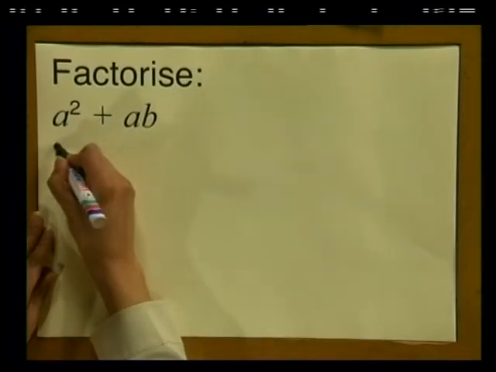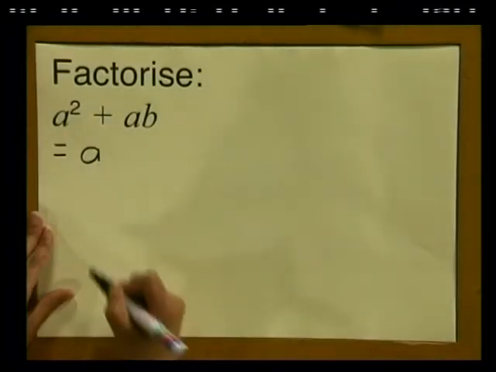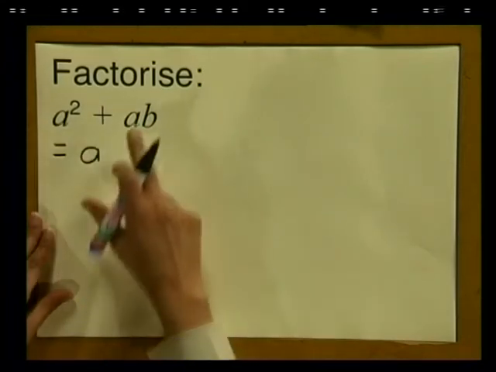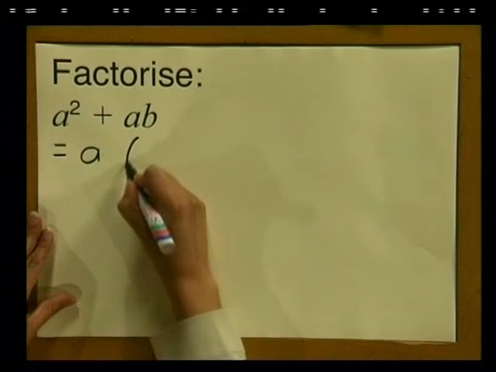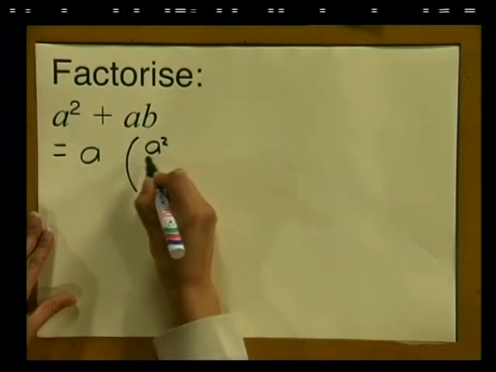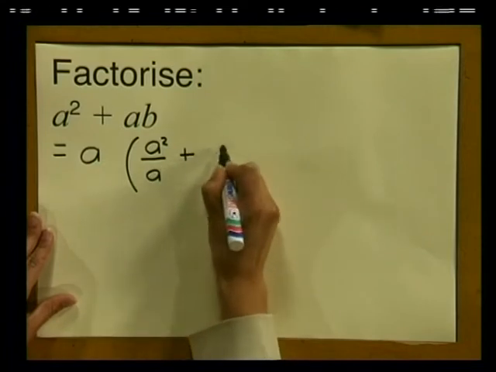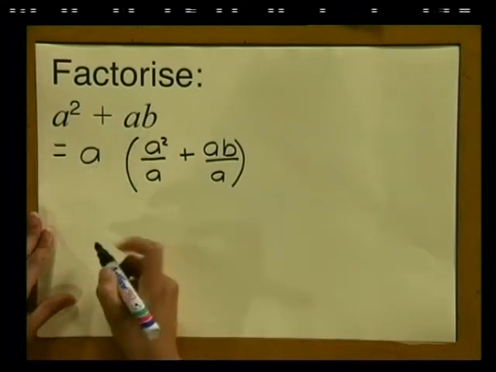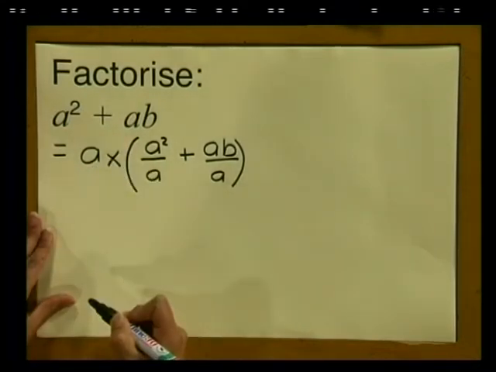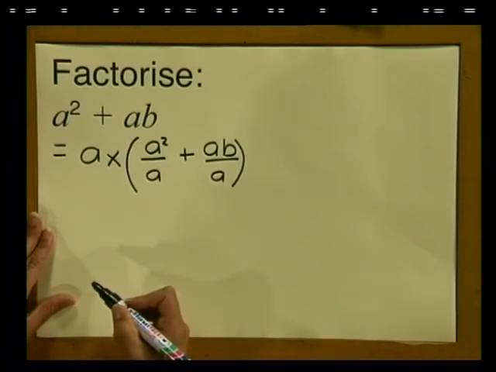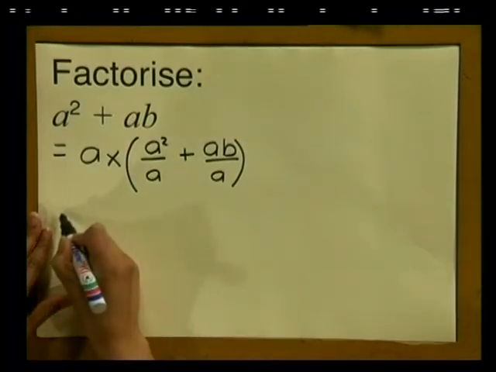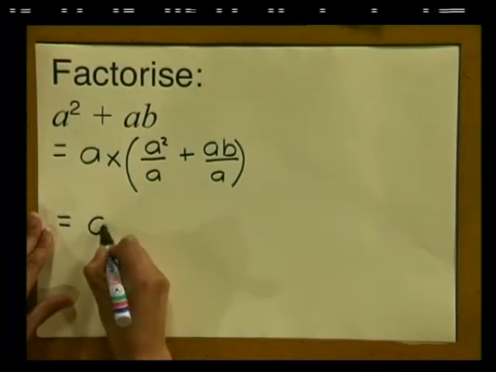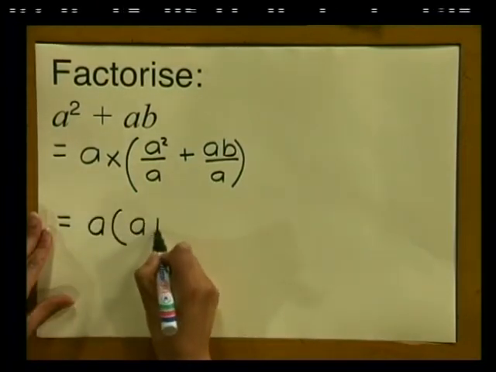So what are we doing? We say we are taking out the highest common factor. When we take out the common factor, we are dividing each term by the common factor. So in our brackets, we would have a squared divided by a plus ab divided by a, which means that this common factor is multiplied by the bracket. The factors of a squared plus ab are going to be a and a plus b. So we can write it as a multiplied by a plus b.